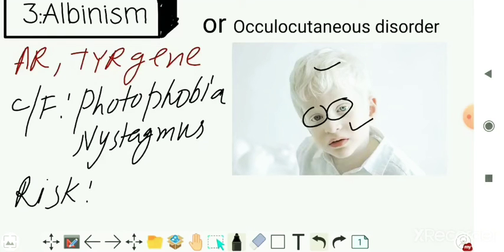As you can see here, albinism is also known as an oculocutaneous disorder. Why? There is a defect of the eyes and a defect of the skin. That's why it is known as an oculocutaneous disorder.